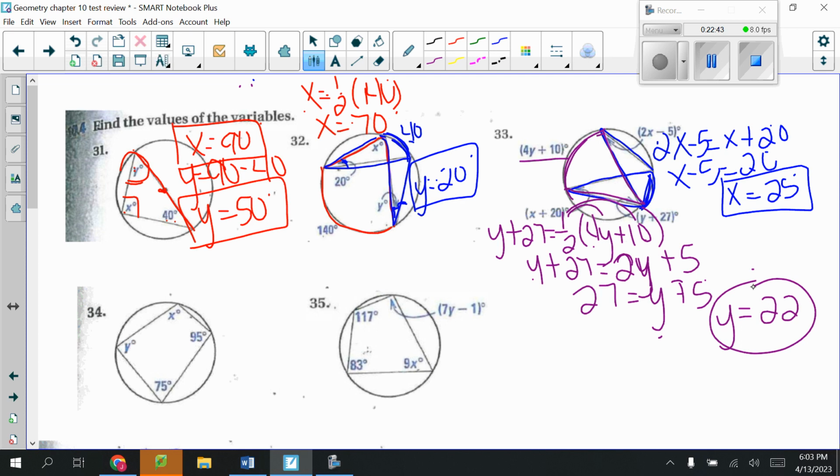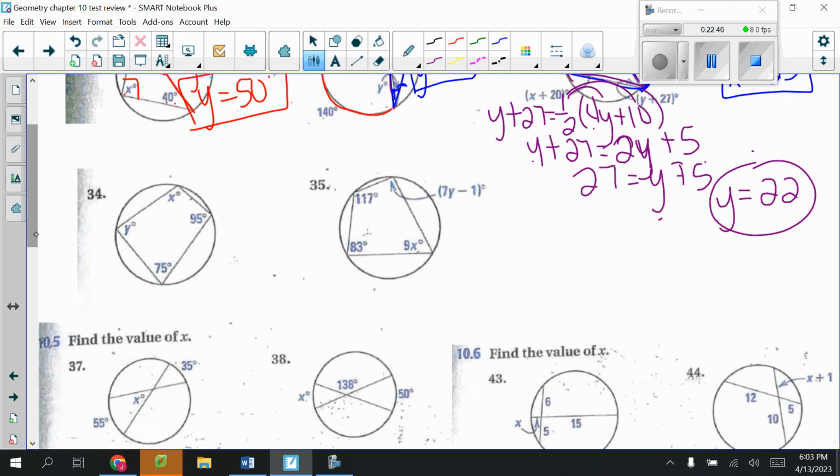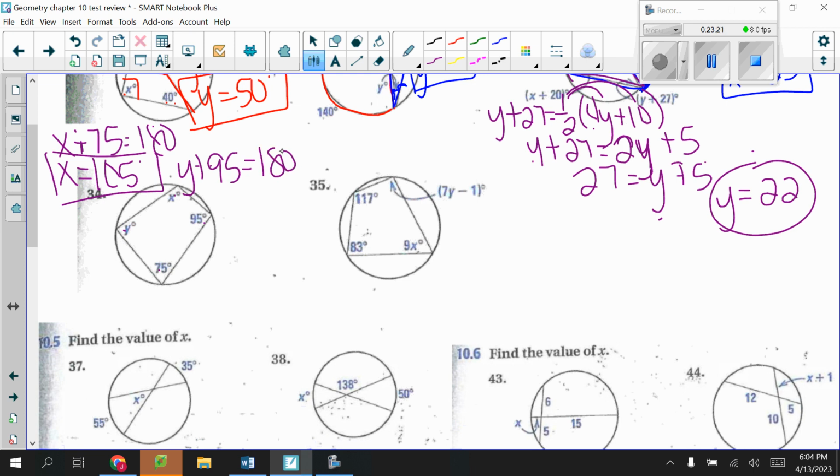All right, so now let's look at number 34. It's an inscribed quadrilateral. Remember, we have the theorem that tells me that if it's an inscribed quadrilateral, my opposite angles are supplementary. So x and 75 are opposite, so they have to add together to equal 180. So x plus 75 equals 180 degrees. So when I solve that, I get that x is 105 degrees. Y and 95 are opposite, so y plus 95 has to equal 180. When we solve that for y, we get y equals 85 degrees.